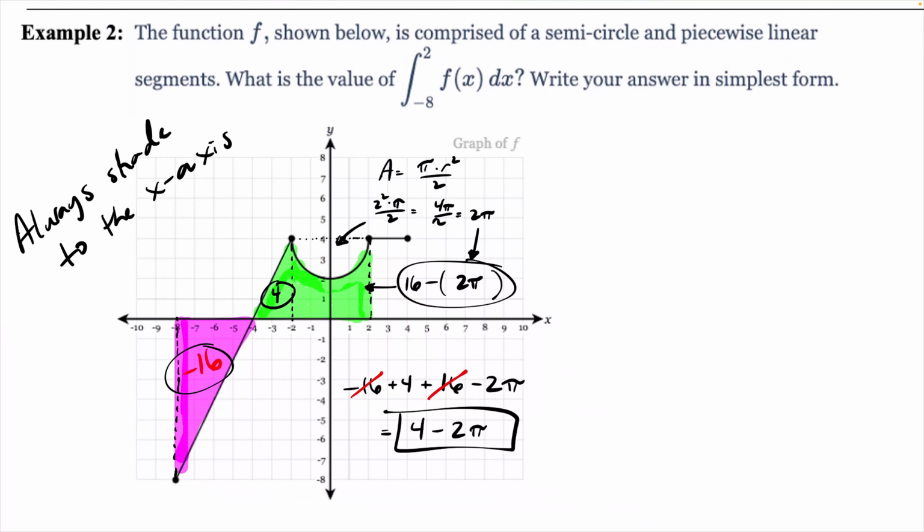All right. So the big thing there is if it's above the x-axis, positive area. Below the x-axis, negative area. And always shade towards the x-axis. So if you're below the x-axis, shade up. If you're above the x-axis, shade down. Okay?